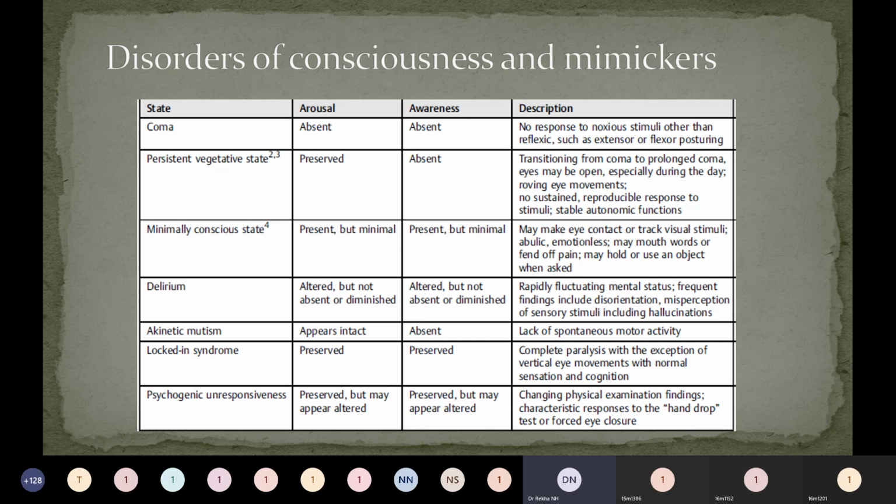Delirium, which I already mentioned, is a state of altered inattentiveness. In these patients, both arousal and awareness will be preserved, but altered. They will not be absent or diminished. Another entity is called akinetic mutism, where the patient appears to be arousable, but the awareness will not be there.